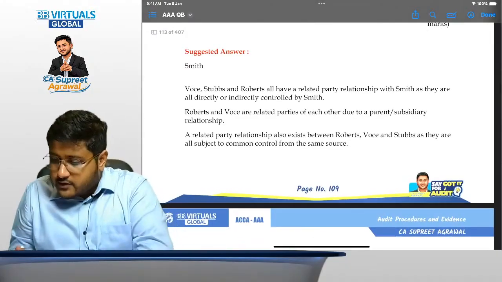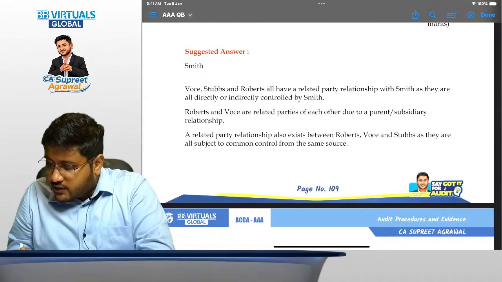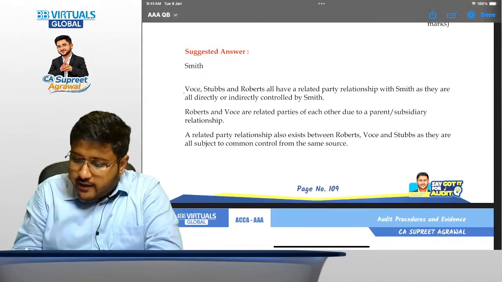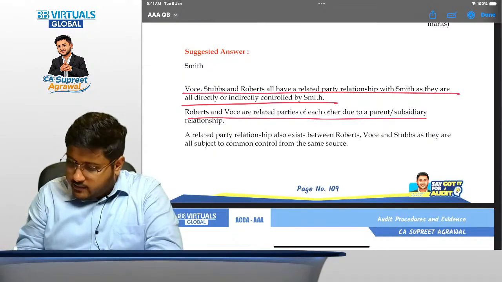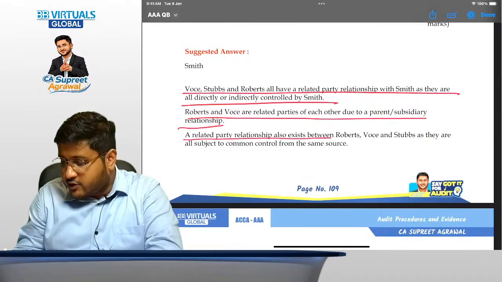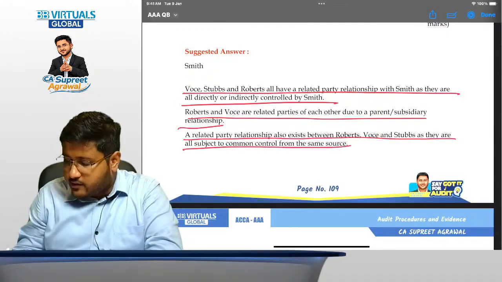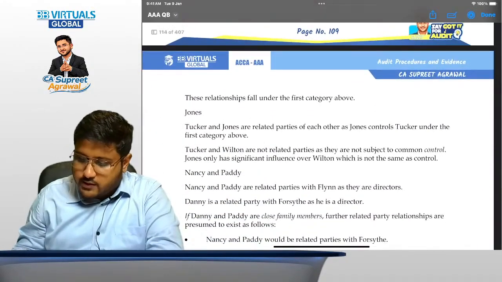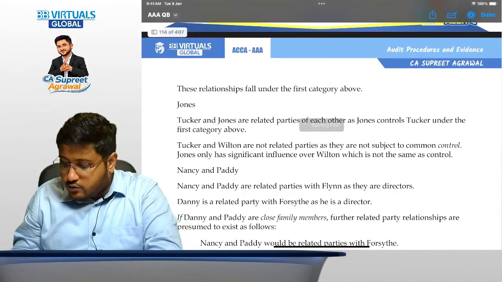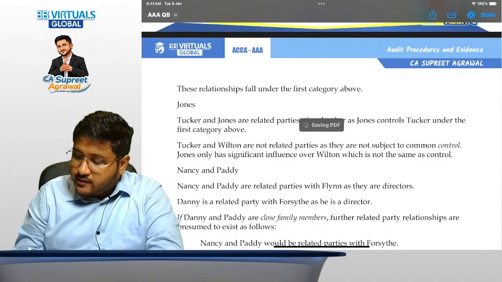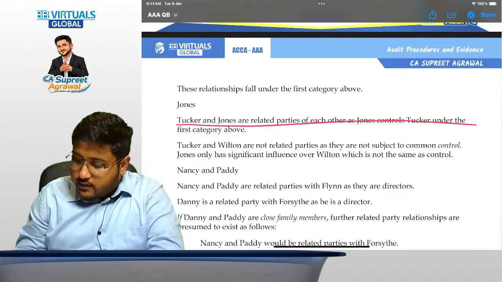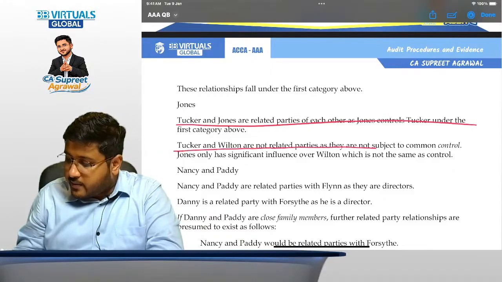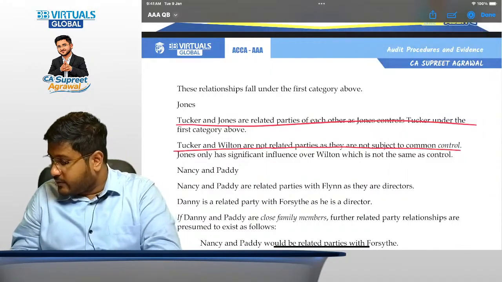Okay, so Woes, Stubbs, and Roberts all have a related party relationship with Smith, as they are all directly or indirectly controlled by Smith only. Roberts and Woes are related parties. We have discussed it. A related party relationship also exists between these three, as all are subject to common control. Now when we talk about Jones, Tucker and Jones are related parties, as Jones controls Tucker under the first category we have discussed. Then Tucker and Wilton are not related parties, as they are not subject to common control.